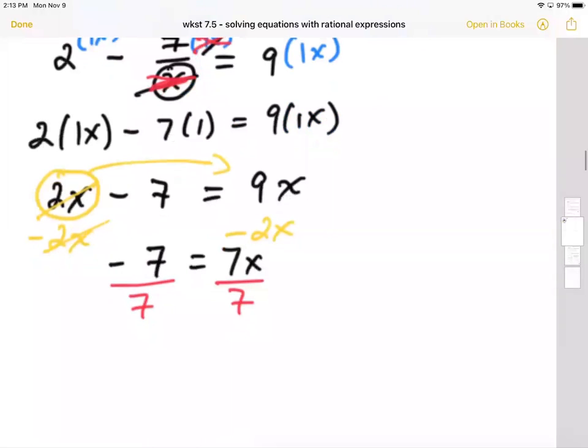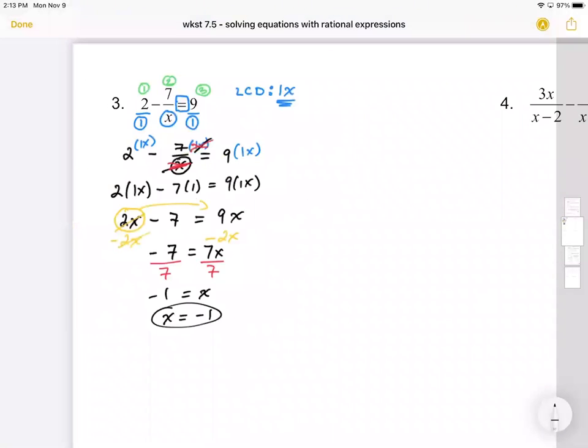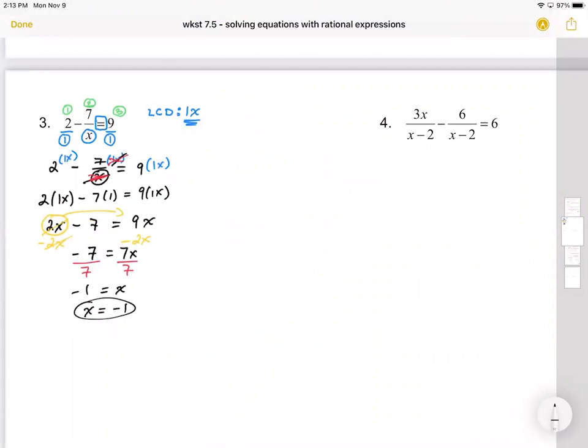x equal to negative 1. You can say x equal to -1, it doesn't matter how you write it. You can write -1 equal to x or x equal to -1. Doesn't matter how you write it. This is what you should have in terms of the answer.